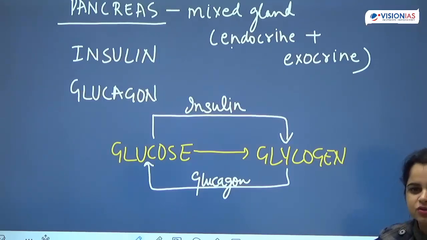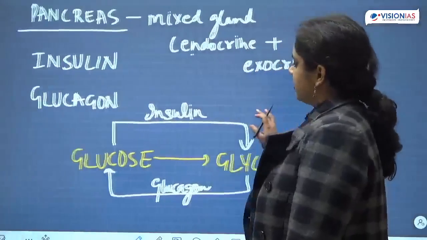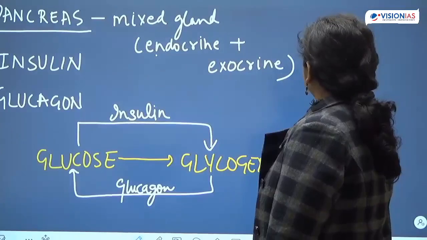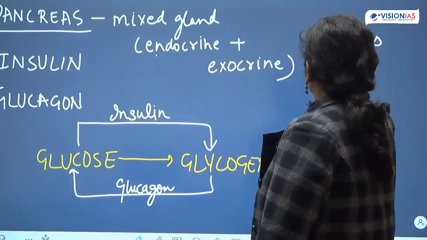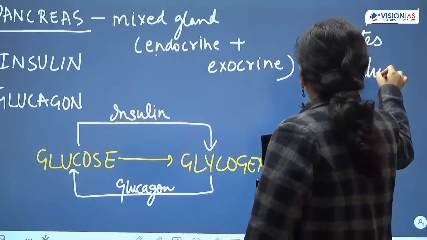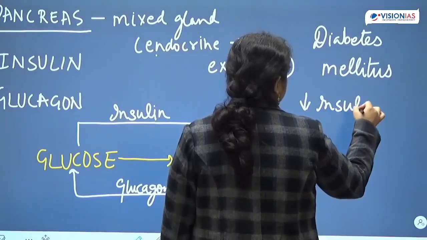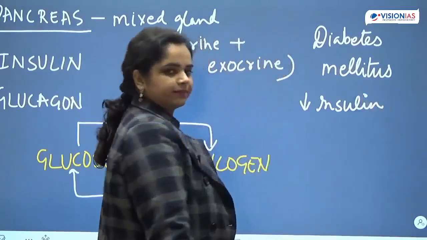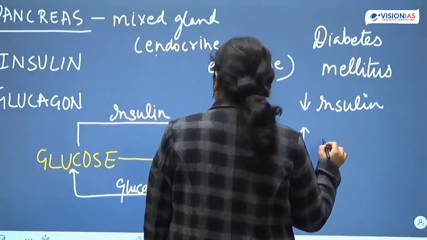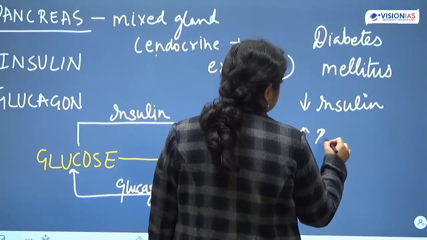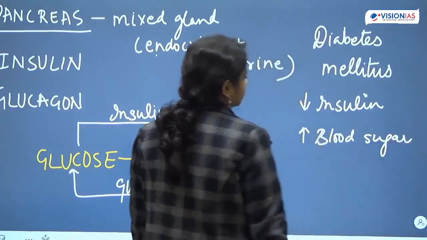Glucagon increases blood glucose levels. Now the second type of diabetes which I was telling you about comes into the picture here. We have diabetes mellitus, which is for the deficiency of insulin in the body. If we have insulin deficiency, that means you will not be able to manage your blood glucose. So we can say this is a condition of increased amount of blood sugar.